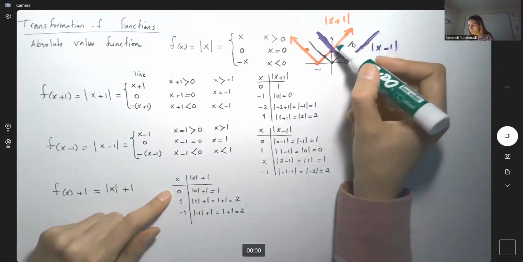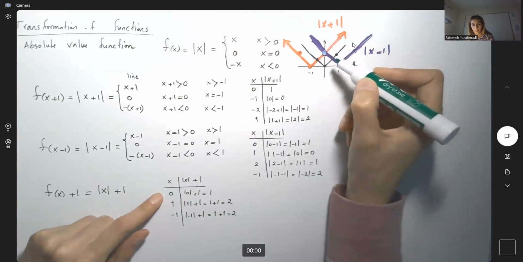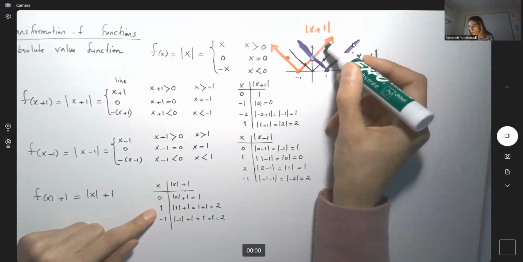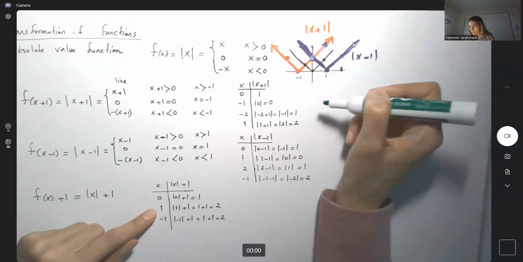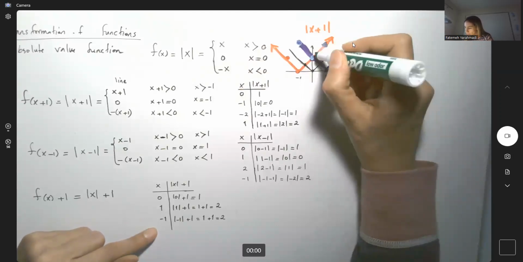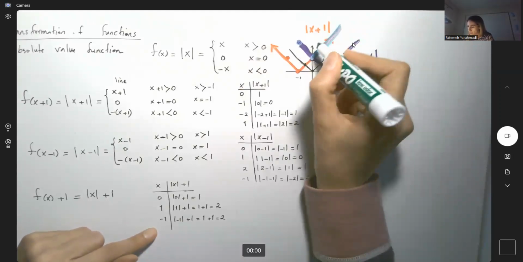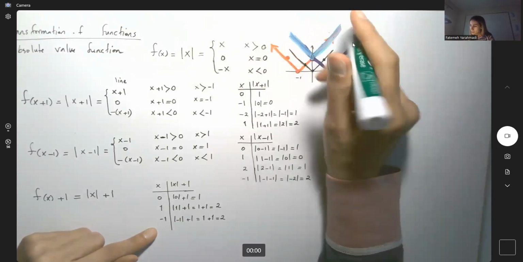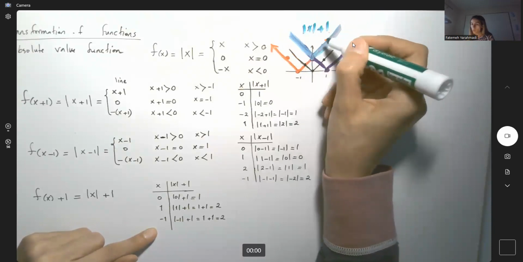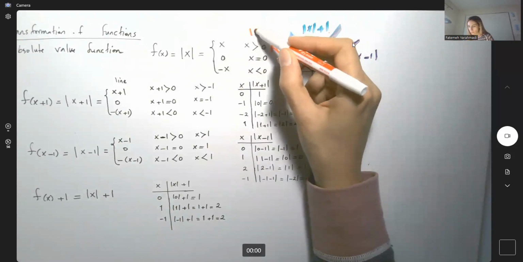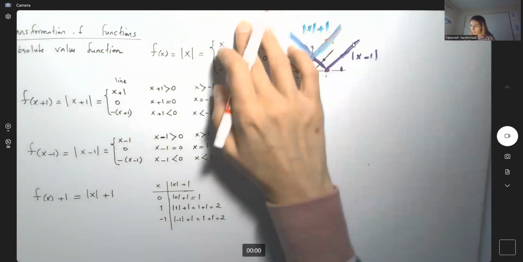So let's take a look at this. 0 and 1. This point right here. 1 and 2. Add 1, it jumps 2. Negative 1 and 2 is just right here. So this is the graph of absolute value of x plus 1. And this guy was absolute value of x minus 1. Everything is inside absolute value.